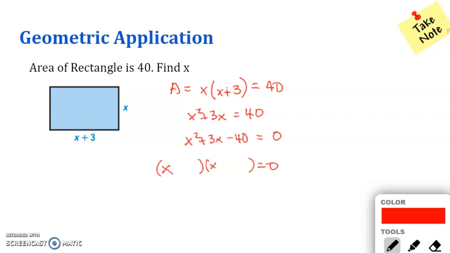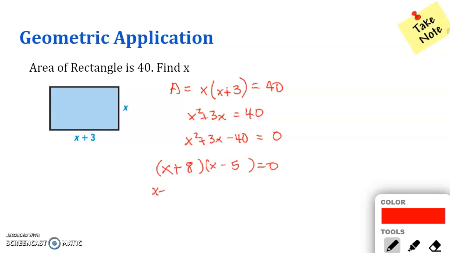Okay, so 20 and 2, the difference is not going to be 3. What about 4 and 10? That's still not going to work. What about 8 and 5? That would work. 8 times 5 is 40, and the difference between 8 and 5 is 3. I want the sum to be positive 3. That means I want the bigger number of the two, 8 and 5, to be positive. The bigger number is 8, the smaller number is 5, so those are my two numbers.